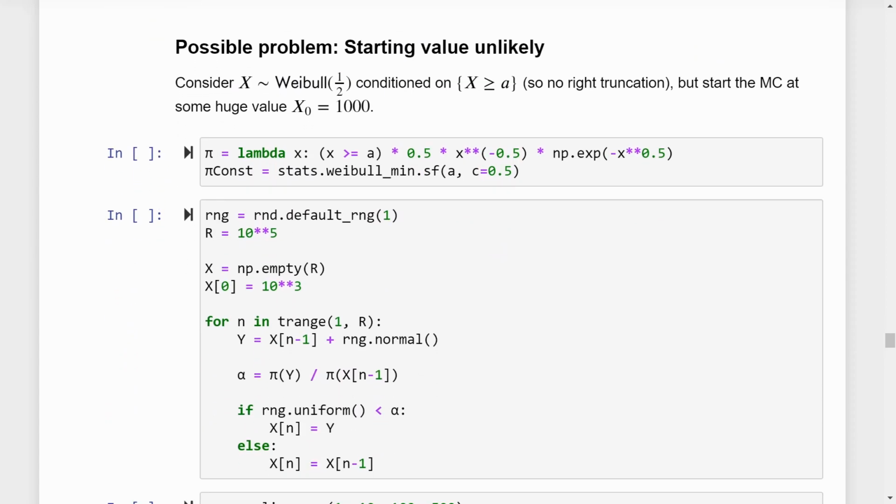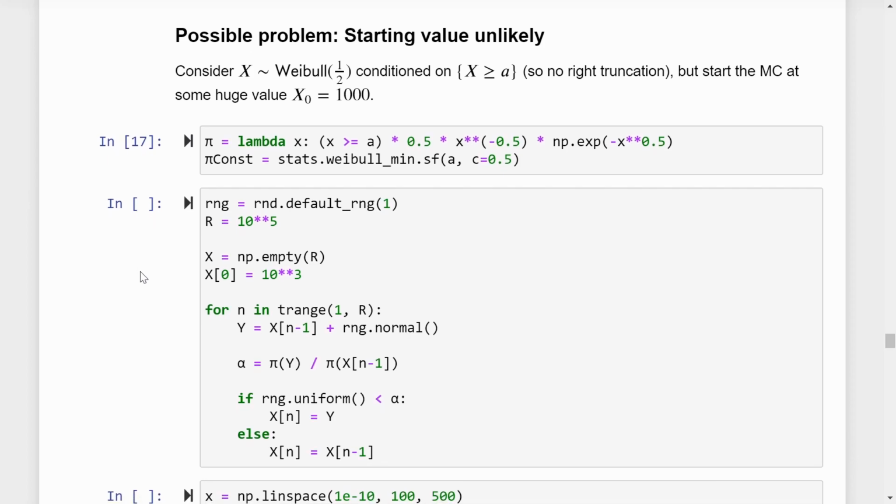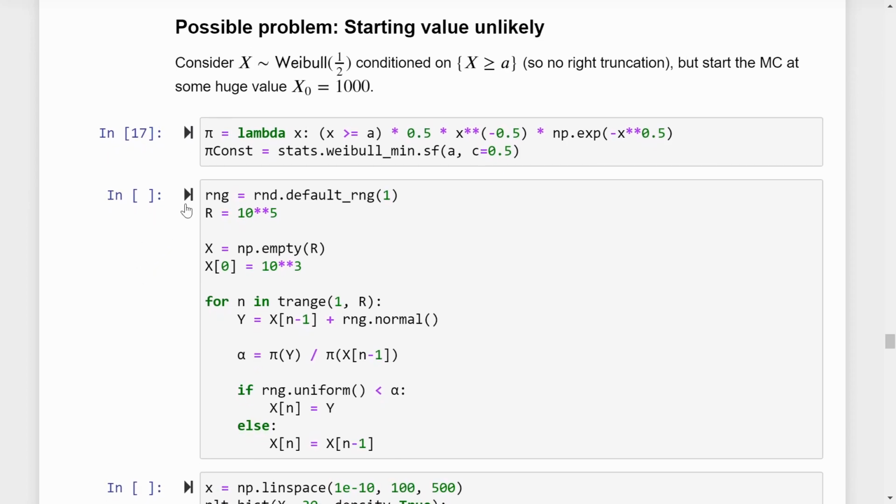It's quite easy to start the Markov chain inside the support of our target distribution. However, it's still easy to choose a very bad starting point for the chain. To demonstrate, let's look at the same Weibull distribution but only left truncated, and start the chain at a large value of 1000. We update the pi variables and run the sampler.